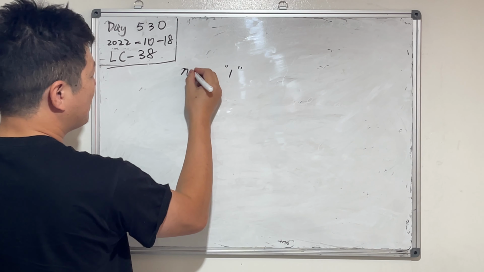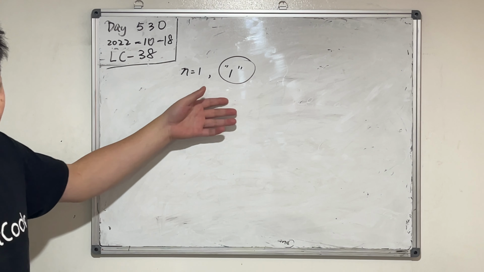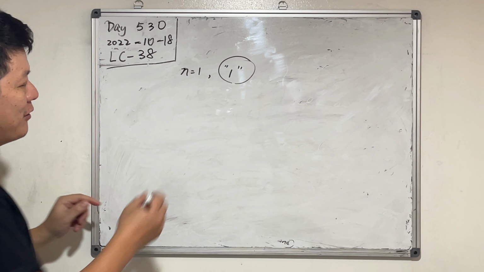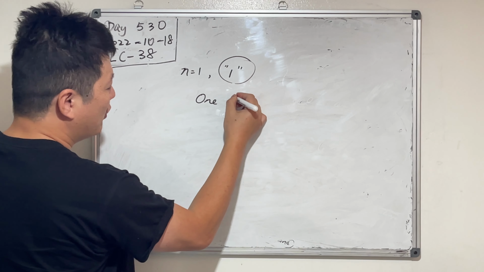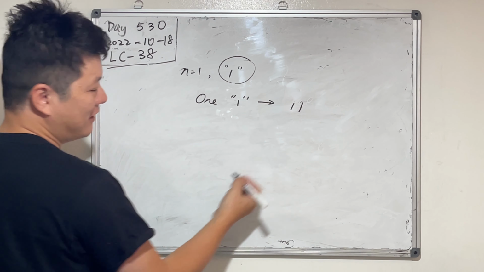So today we're going to look at these numbers. When n equals 1, we set 1, right? So how would you say 1? How many ones? 1. So it's 1, 1, okay? So we turn that into 1, 1. Make sense?